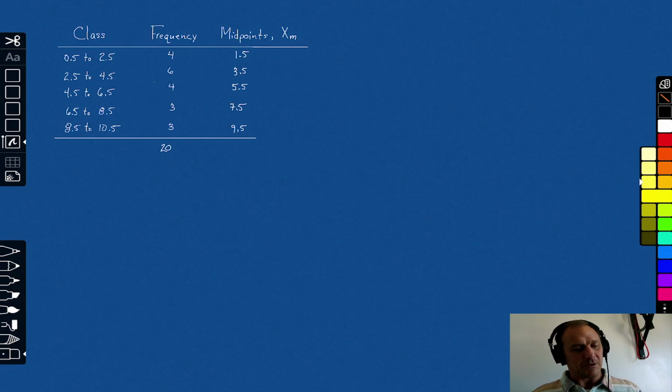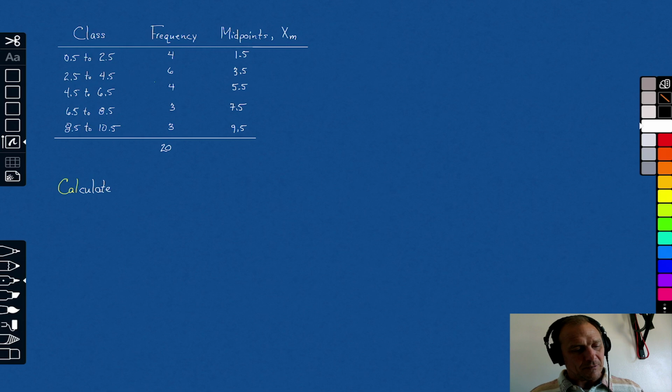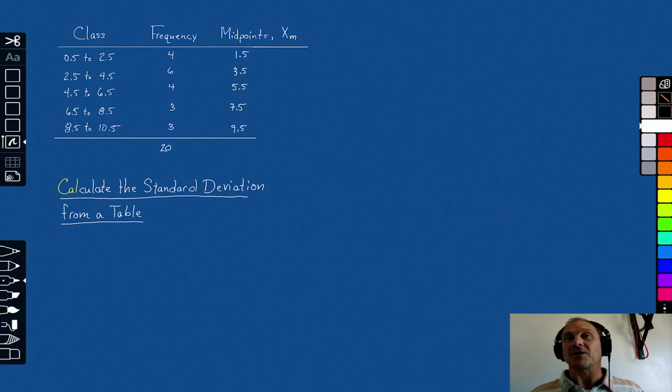That's our goal today. We're going to calculate the standard deviation from a table. And you could write a frequency distribution if you wanted. I'm using those words interchangeably.